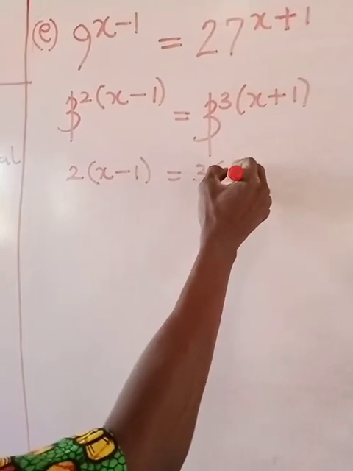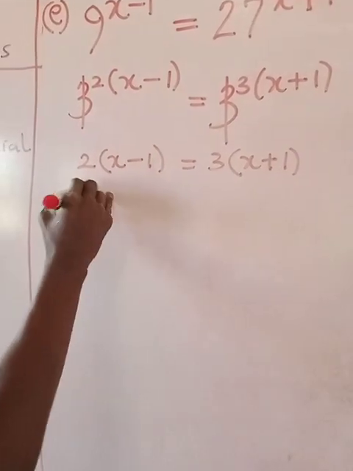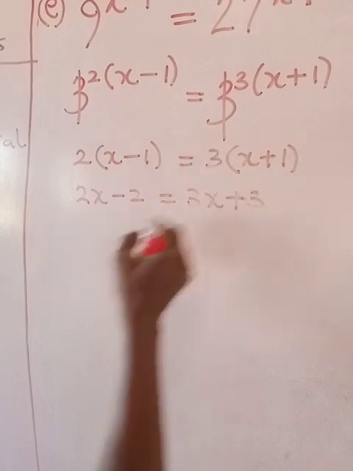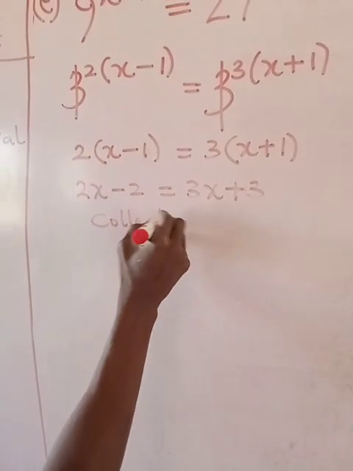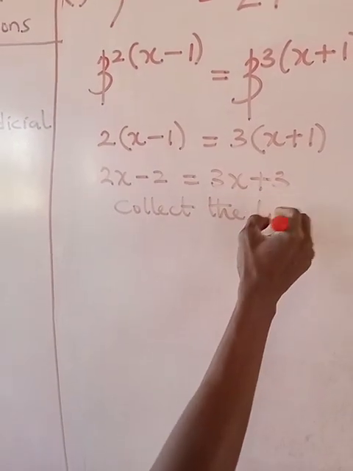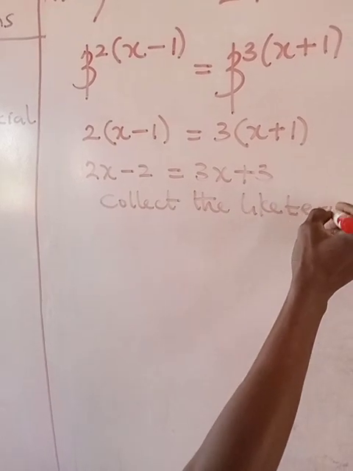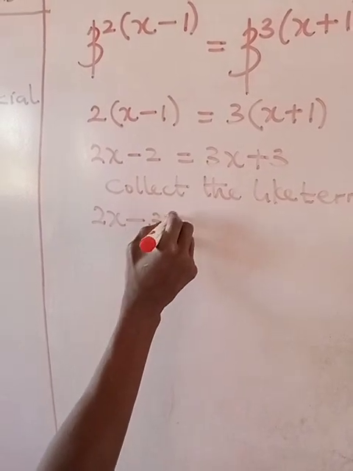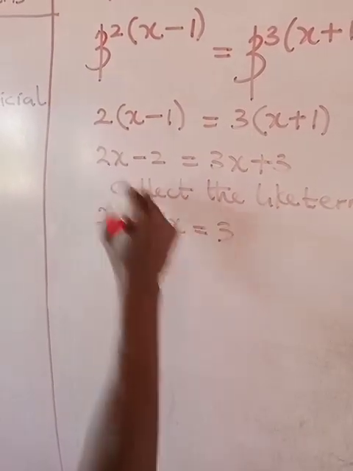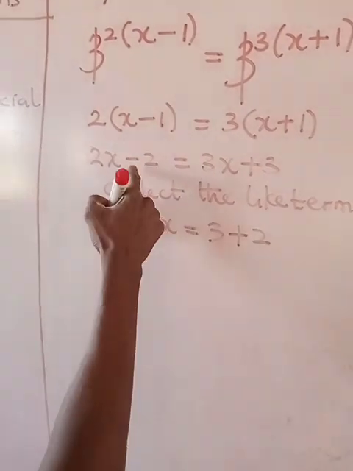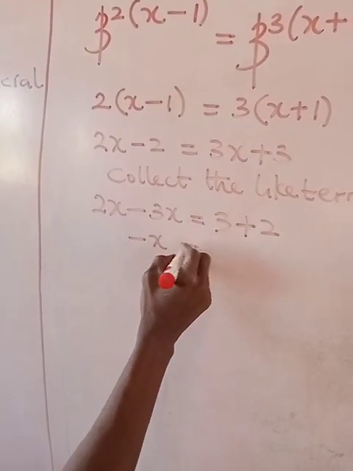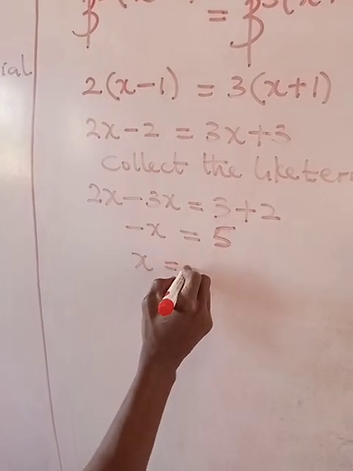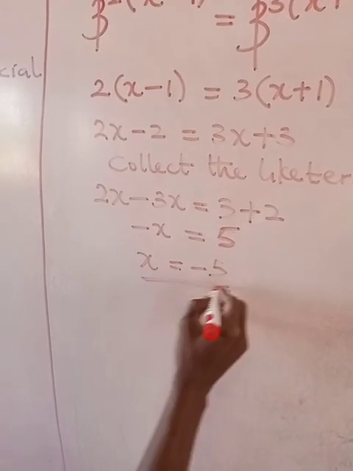2 bracket x minus 1 equals 3 bracket x plus 1. Expand the brackets, this is 2x minus 2 equals 3x plus 3. Then you collect the like terms. Now you have 2x, bring this minus 3x, equals, you have plus 3 here, 3. Bring this one, minus 2 becomes plus 2. This is minus x equals 5. And you multiply through by minus 1, and x will be what? Minus 5. I hope that is also clear.